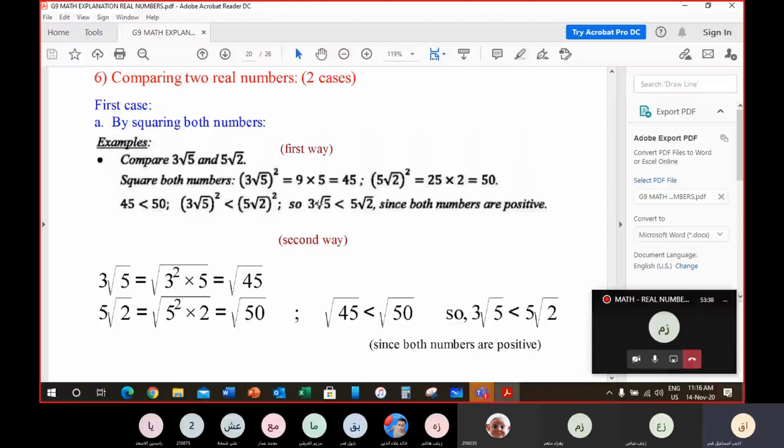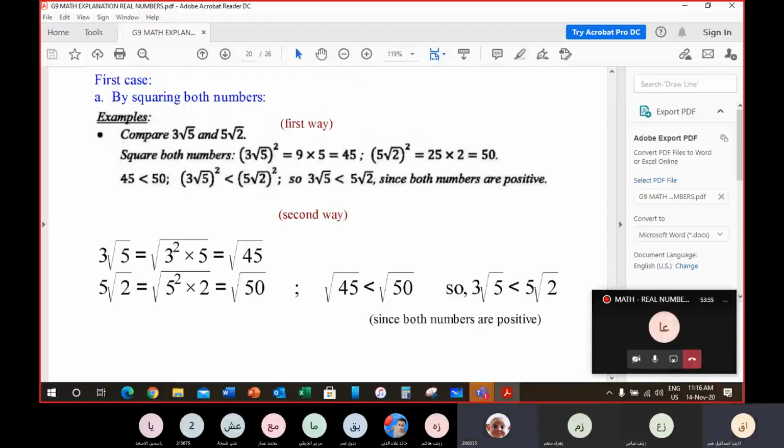Is it clear? Is anything difficult? Okay. Second way, still in the first case. 3 radical 5 can be written as radical 3 squared, meaning we bring 3 back under the radical as 3 squared, which is 9 times 5, radical 45. And for 5 radical 2, we insert the 5 inside the radical as 5 squared, which is 25 times 2, radical 50. Which is greater, radical 50 or radical 45? Of course, radical 50 is greater, and we put the answer like this.